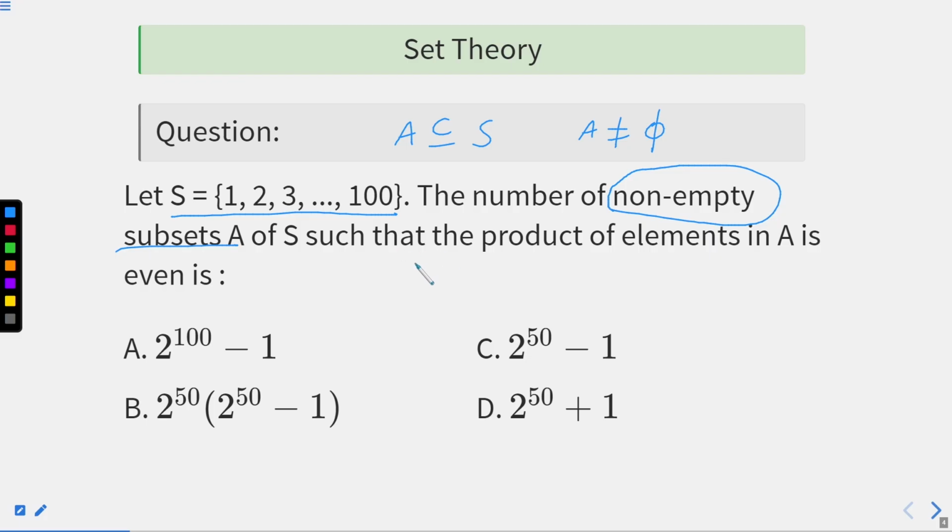Now there's another condition. What is it? This A is a subset of S and A must not be equal to the empty set.